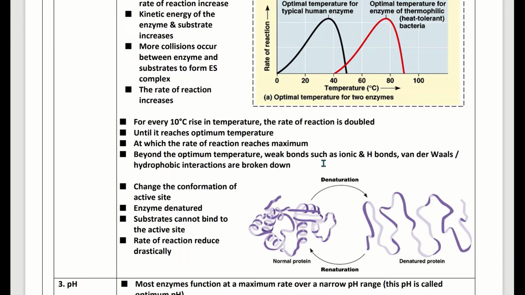Okay, so bila dah break bond ni, kita panggil namanya denaturation. Okay, so bila bond ni dah break, the active site shape is change. Tu maksud change the conformation of active site. Shape active site tu berubah. Okay, kenapa? Sebab enzim tu sudah denature. Dah hilang dah bond-bond tu, so tak ada active site. Shape dia dah change. So bila dah berubah shape active site, substrate cannot bind to active site, rate of reaction reduce drastically. So sekarang you tengok rate of reaction tu dah reduce drastically.